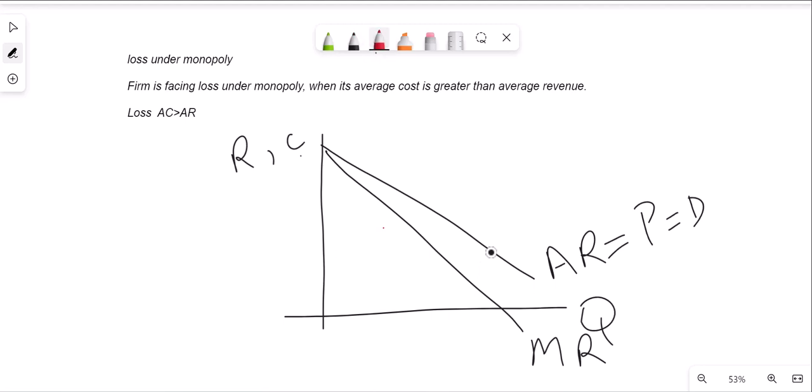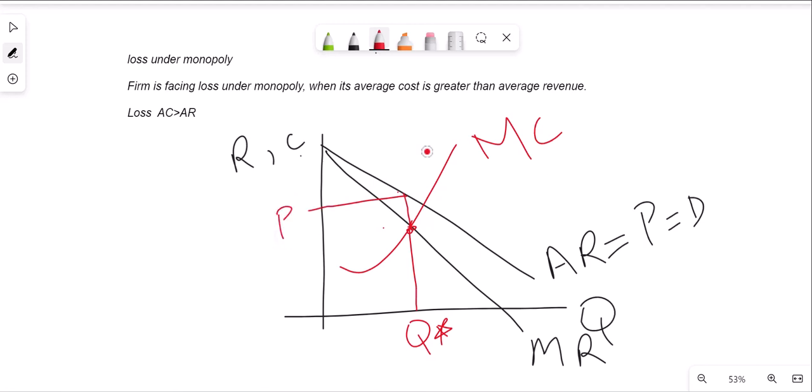So now we have to draw the MC curve in order to decide the level of output. So here is the marginal cost curve, and at this point marginal cost and marginal revenue, MC and MR, are both equal. So we will get the output decision from this point, and if we join this equilibrium point with the price line, it will give us the price for this output level.